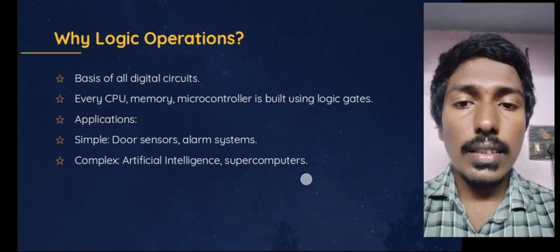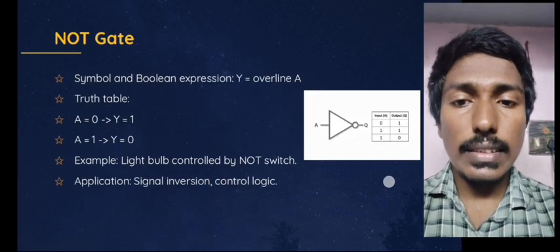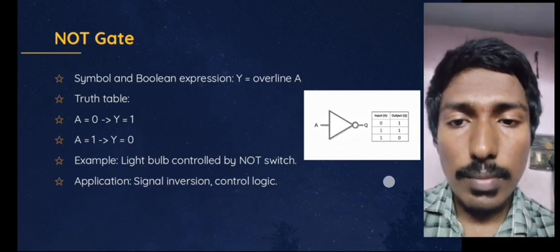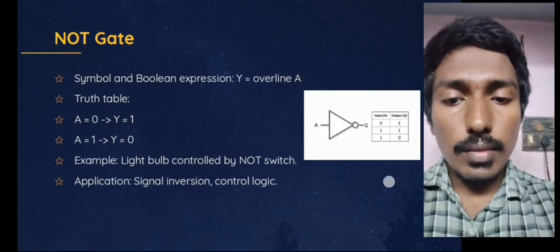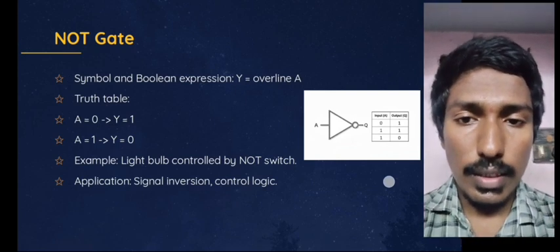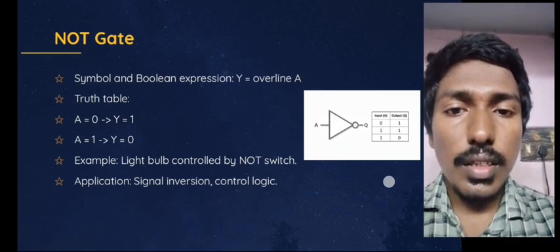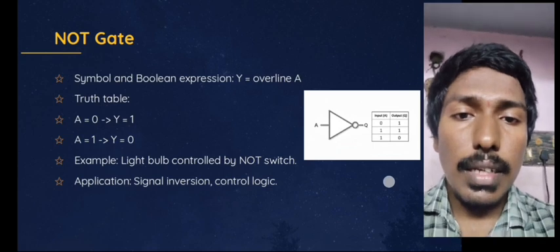NOT gate. First, the basic logic gates. The basic logic gates are NOT, OR, and AND. These three are the basic logic gates. Symbol: we see the symbol in the image.